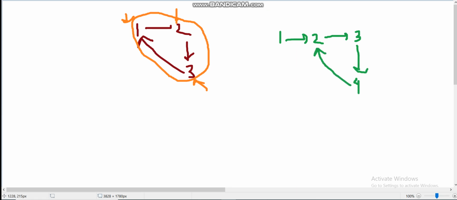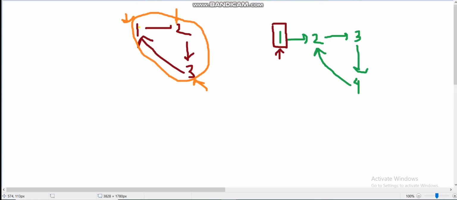So here, let's say 1 is not part of a cycle, but we can go to the cycle 2, 3, 4 from 1. So this node will also count. So what is my approach? My approach is quite simple.